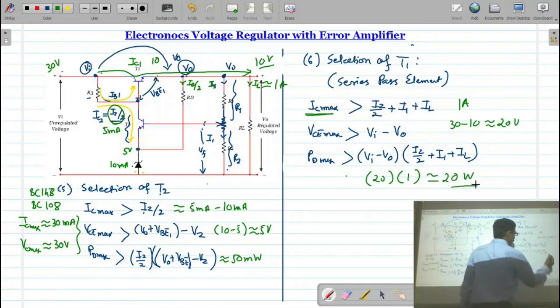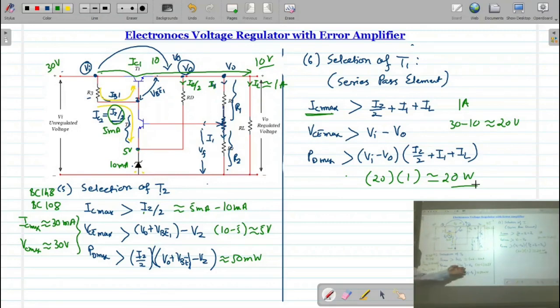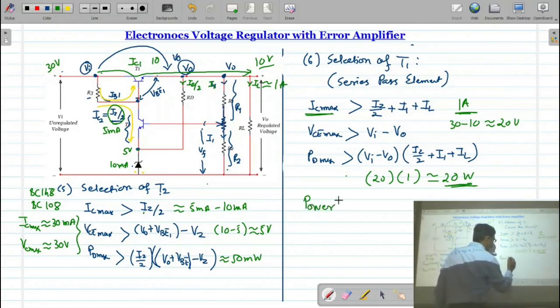You can see in this case, in the error amplifier the power dissipation is hardly 50 milliwatt, and here the power dissipation is 20 watt. So you cannot use a small signal transistor as a series pass element. The required collector current capacity is very large, and the power dissipation in the transistor is also going to be very large. For this we have to use a kind of transistor known as a power transistor.